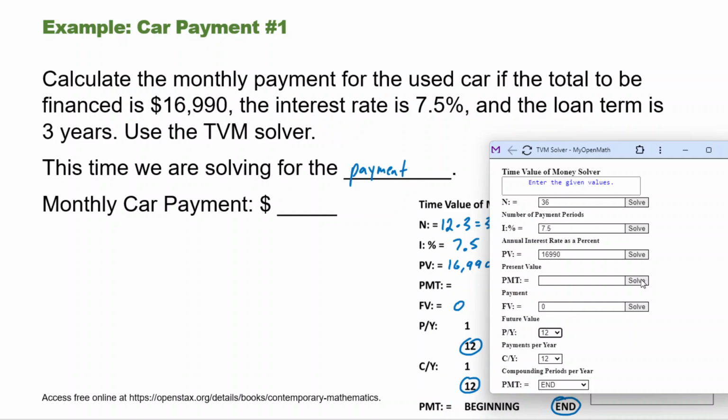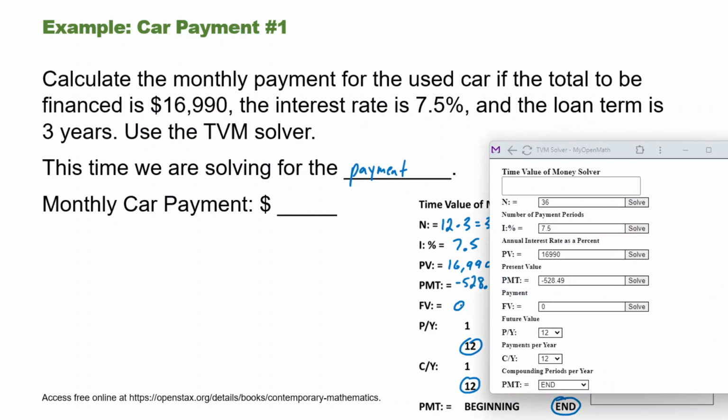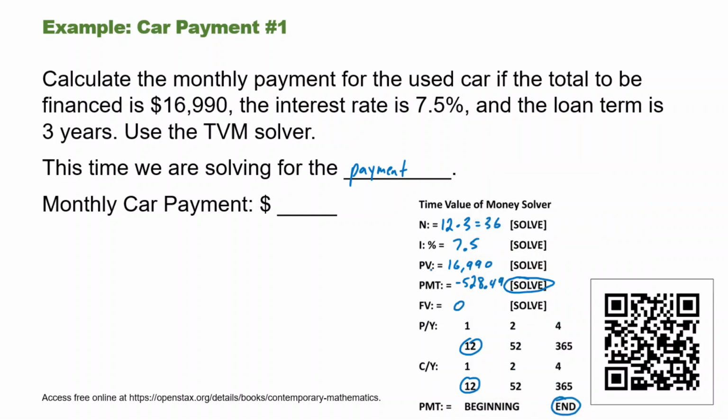Now we'll click solve on the payment line to see that we have negative 528.49, which means our monthly payment will be $528.49.